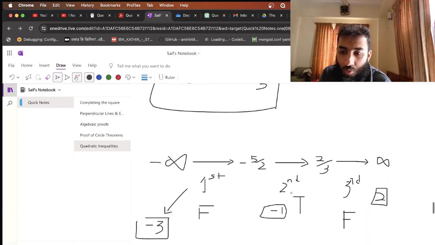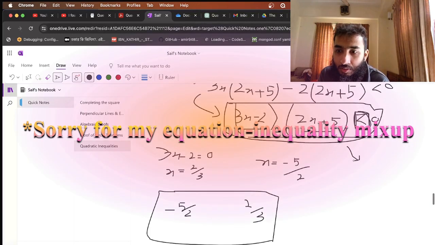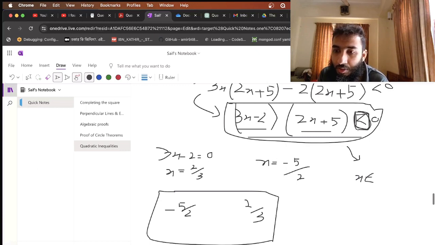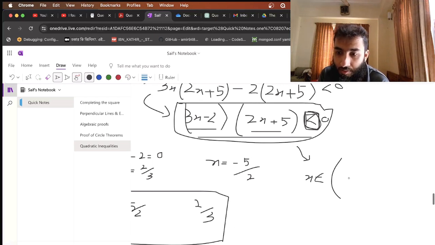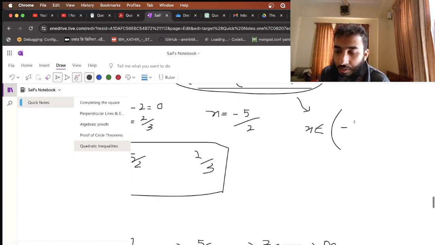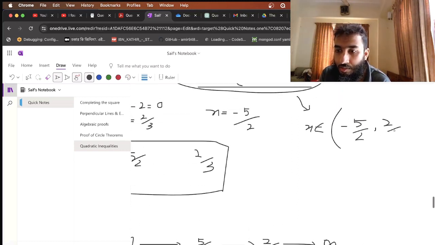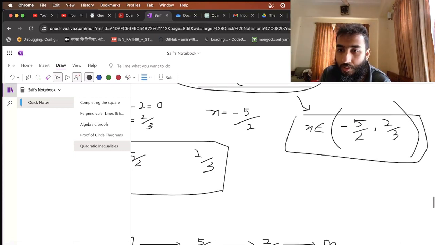So the only true interval is the second interval. So the solution to this inequality is x belongs to, because there is no equal sign, you use the excluding interval. So the range is minus 5 by 2 to 2 by 3, excluding both ends. So this is the solution of this inequality.